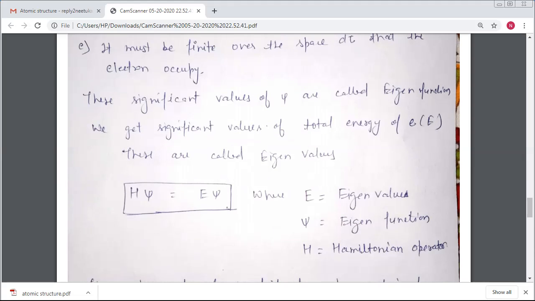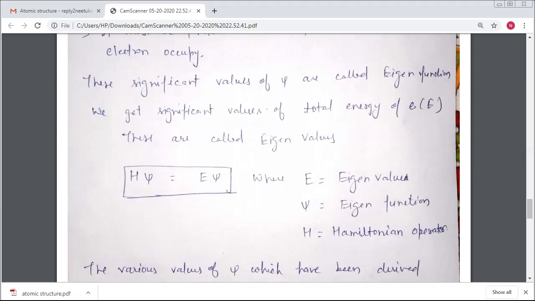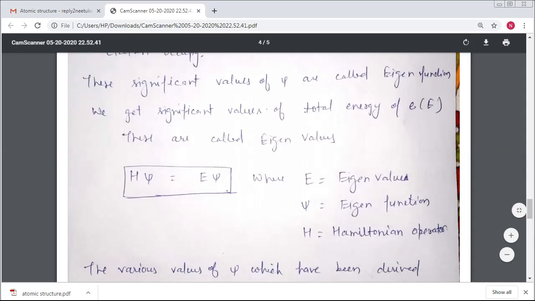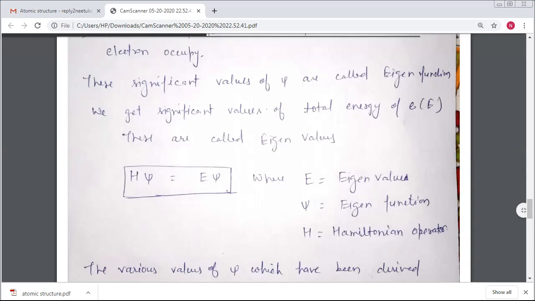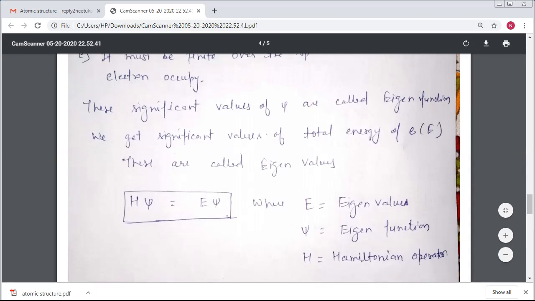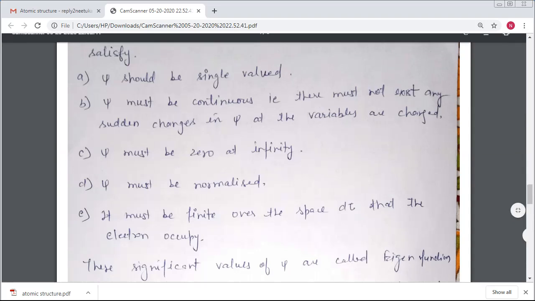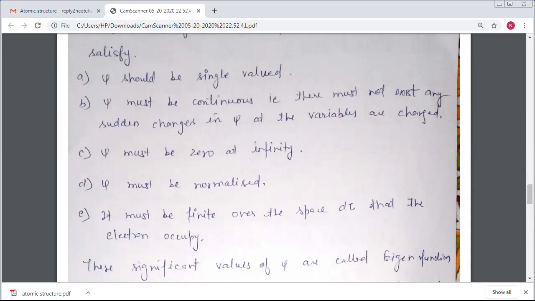So these are the terms again here: H psi is equal to E psi. Here E is the eigenvalue, psi is the eigenfunction, and H is the Hamiltonian operator. And according to the derivation of the Schrodinger wave equation, the equation represents the motion of a satisfactory value wave in one direction, say along the x-axis.